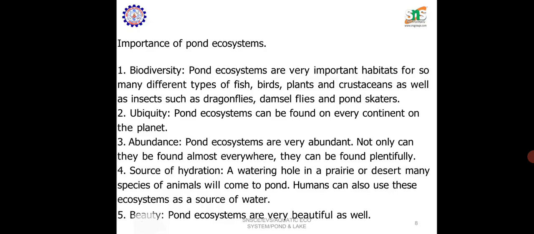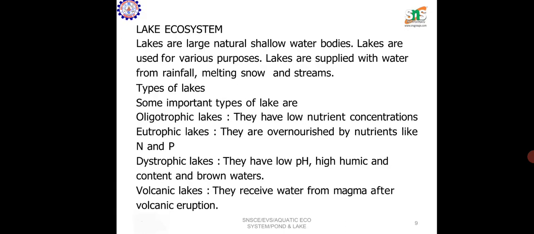Source of hydration. Like a watering hole in a prairie or desert, many species of animals will come to a pond. Humans can also use this ecosystem as a source of water. Beauty. Pond ecosystems are very beautiful as well. Lake ecosystem. Lakes are large natural shallow water bodies. Lakes are used for various purposes and they have water from rainfall, melting snow and streams.